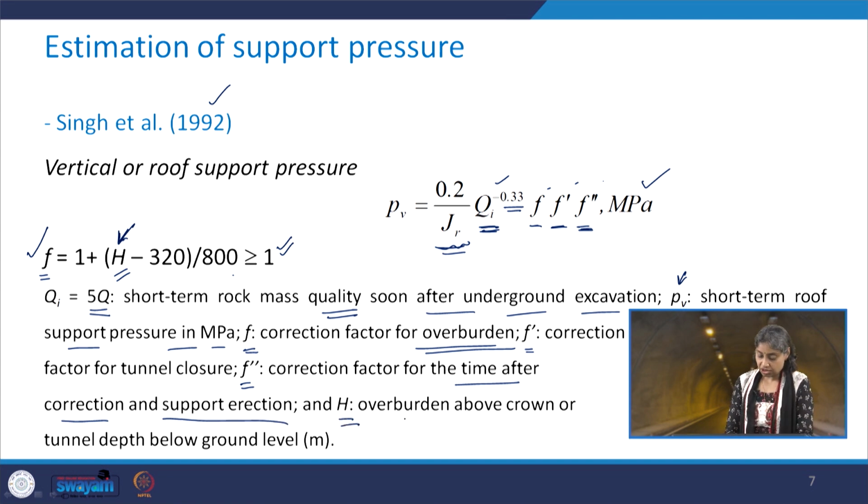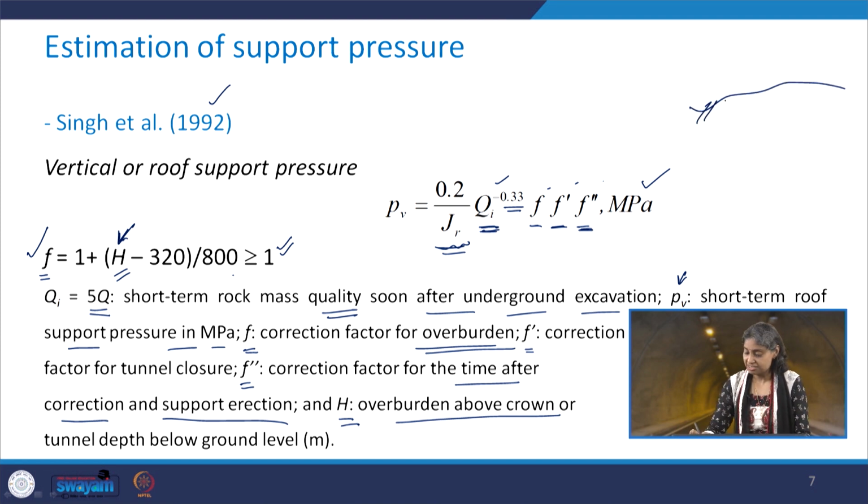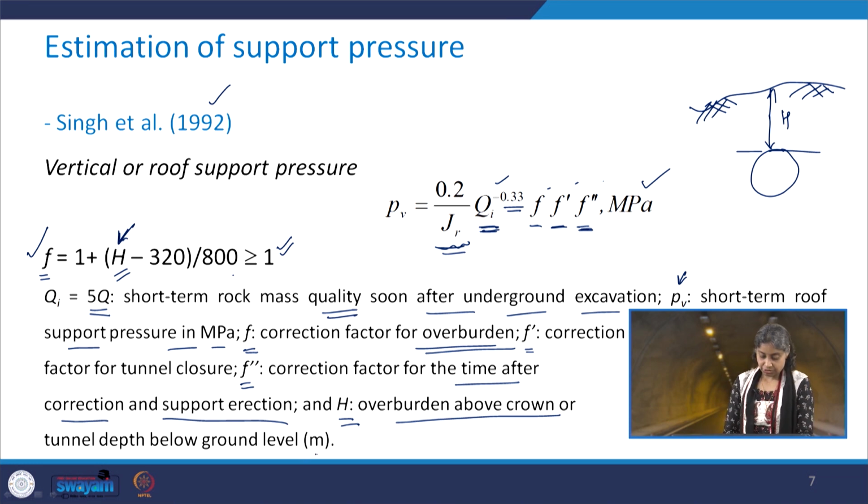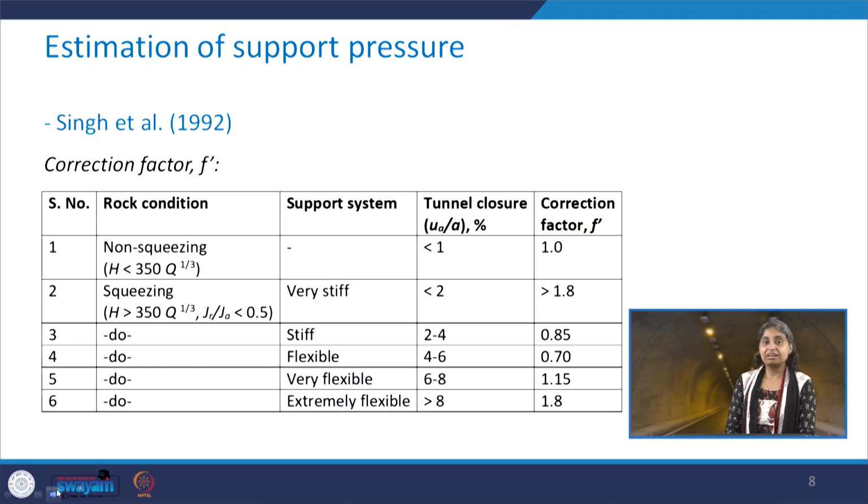H, as I mentioned, is the overburden above the crown, or the tunnel depth below the ground surface. We have discussed this many times earlier. Let us say this is the excavation. So this is the top of the tunnel or crown of the tunnel, and from the ground surface this depth is H, and its unit is going to be in meters. Now, what about the other correction factors?